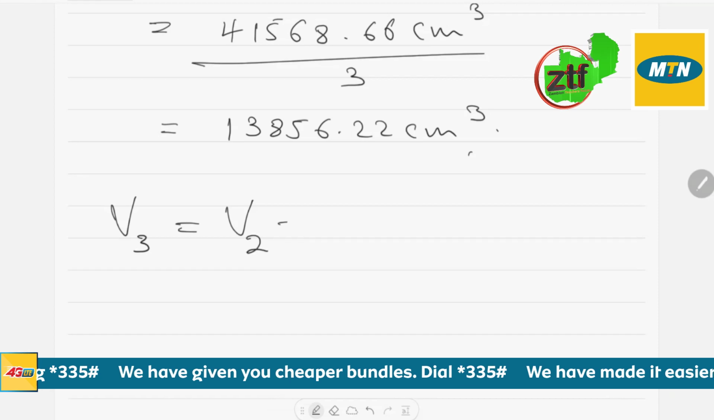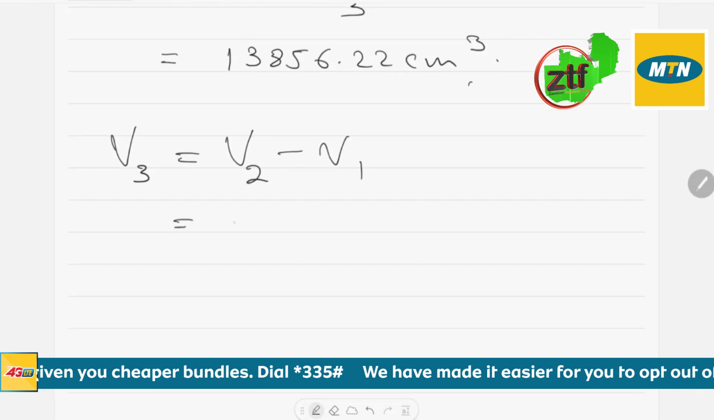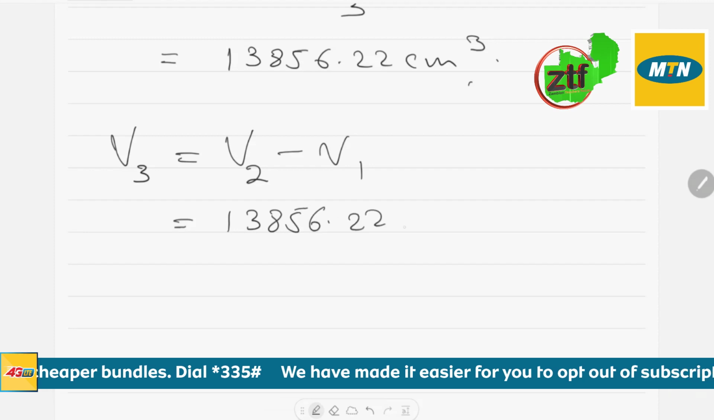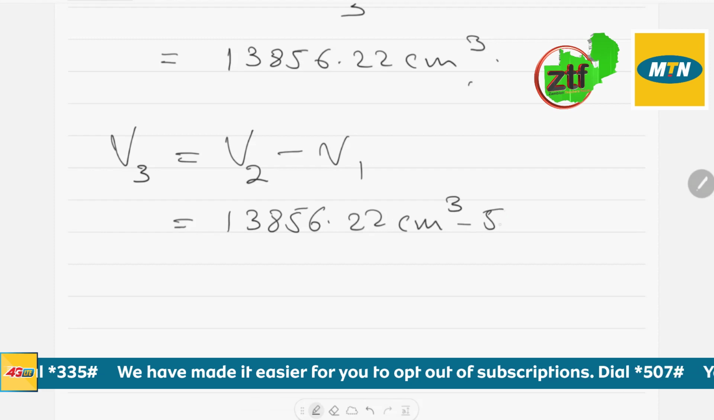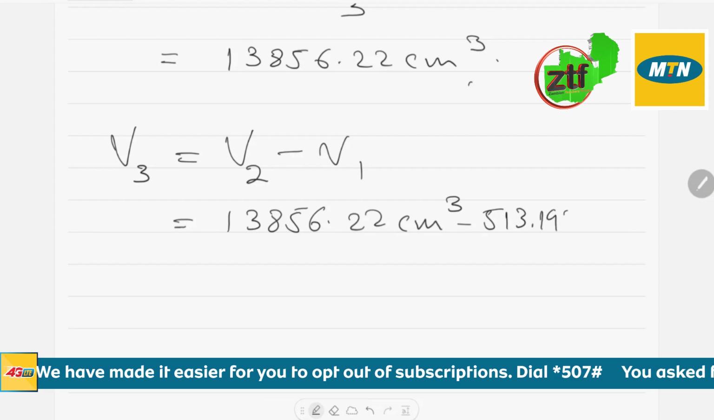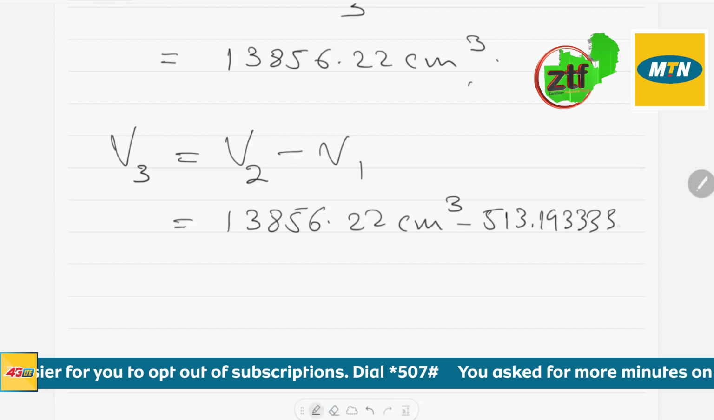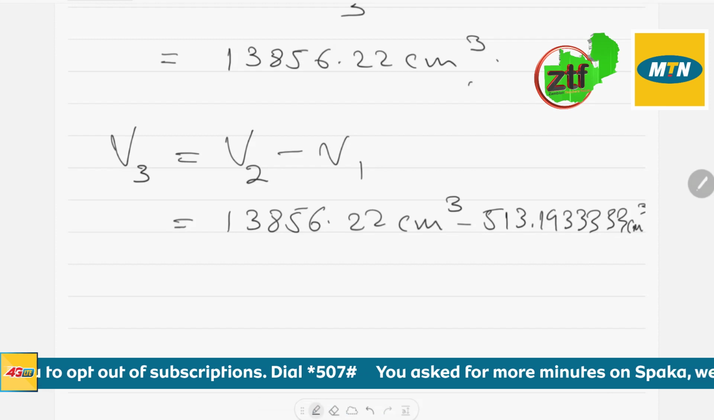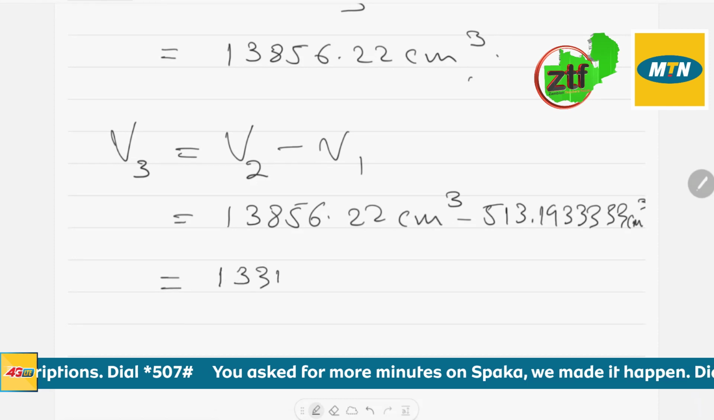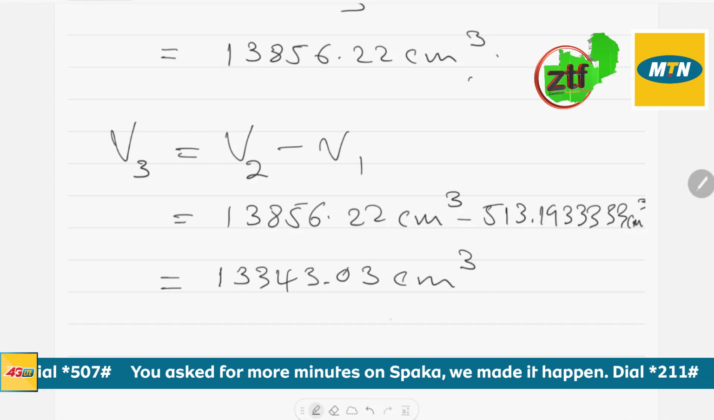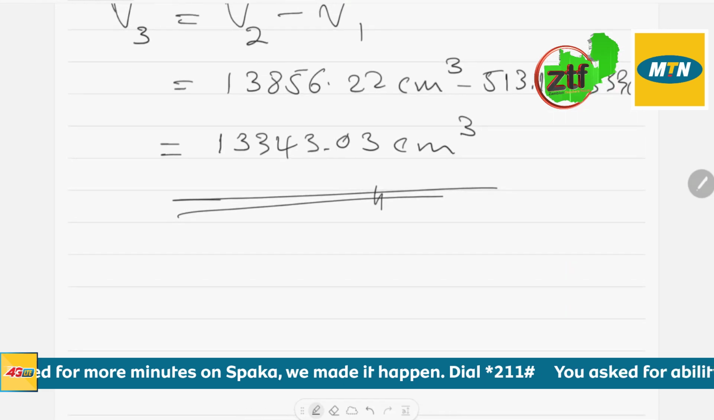So the volume of the frustum, we'll call it V3, will be given by V2 minus V1. When you subtract V1 from V2, you get 13856.22 cubic centimeters minus 513.19333 cubic centimeters. So the final answer will be 13343.03 cubic centimeters, which is the volume of the frustum.